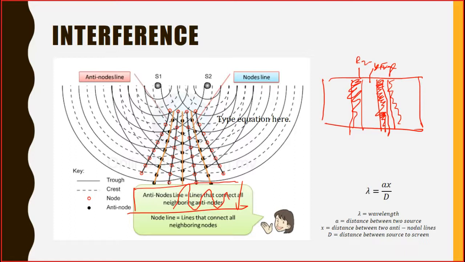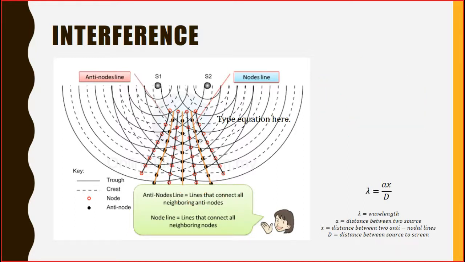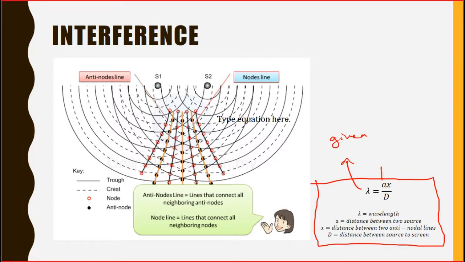Okay, so now going back to our slide, we have in particular this equation, where lambda is equal to ax divided by D. Lambda is the wavelength of that wave, and it is usually going to be given. A is the distance between the two sources. X is the distance between two antinodal lines, so from this antinodal line to this antinodal line. And D is the distance from the source to the screen.